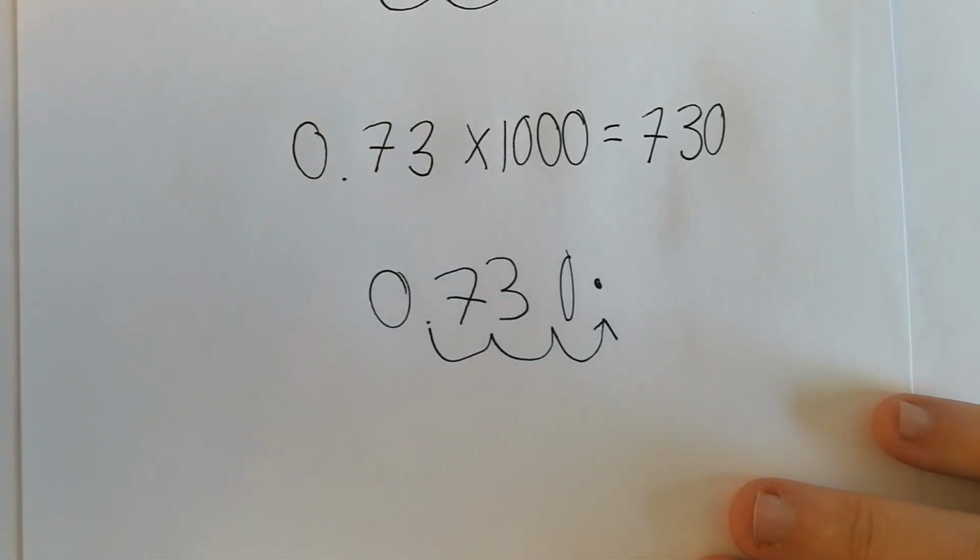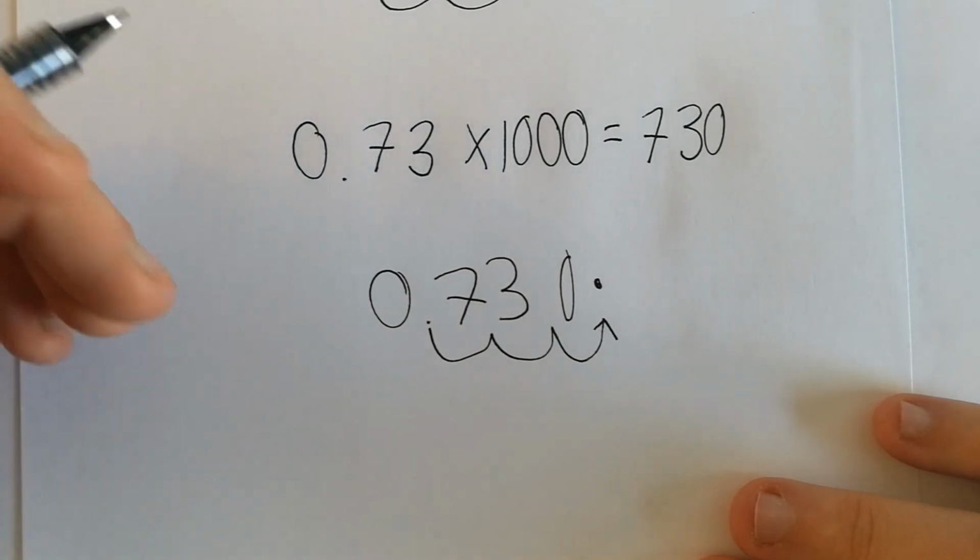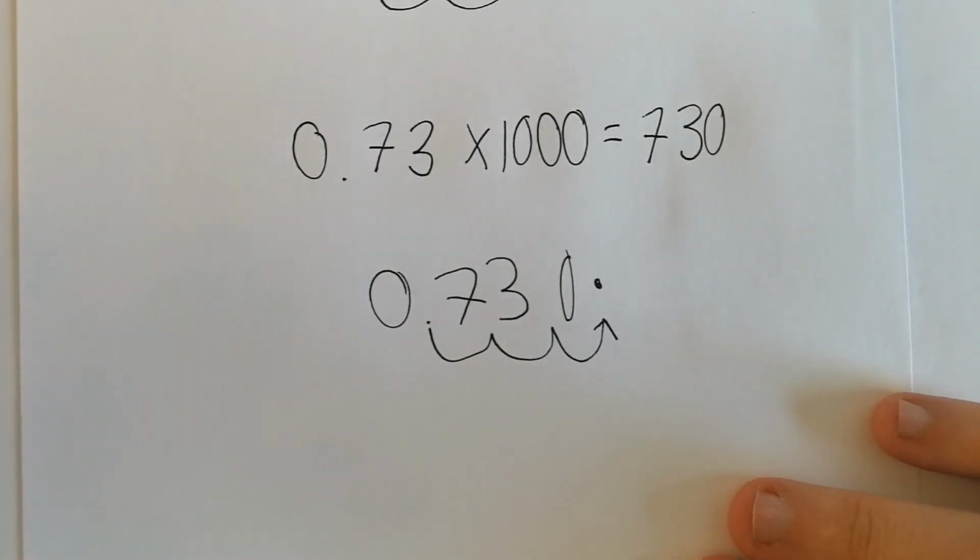Now, for times by 10,000, we'll just move it 4 times. Times by a million, we move it 6 times. Times by a billion, we move it 9 times. And all it is really is just moving your decimal point. So have a little go at these next questions and see if you can get them correct. Then you can check the answers with the videos.